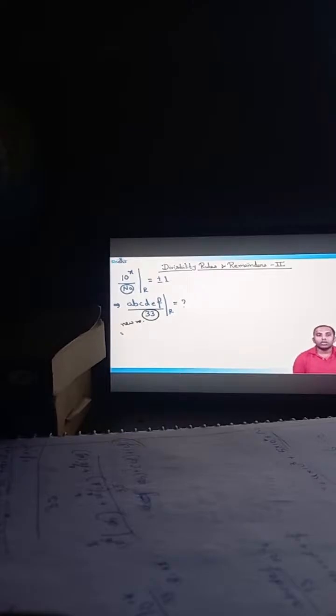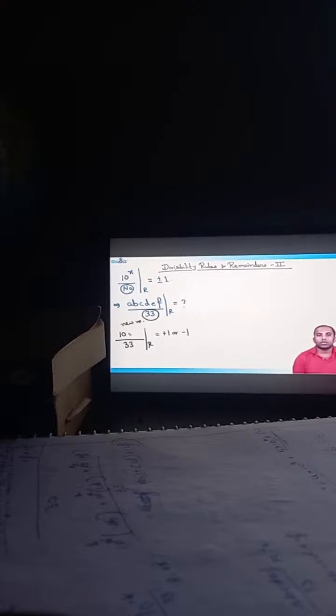What will we do? We simply divide 10. We'll search at what power of 10 will 33 give me a remainder of plus 1 or minus 1. This is what we'll search for. If you observe, obviously 10 by 33 will not give a remainder of 1 or minus 1.